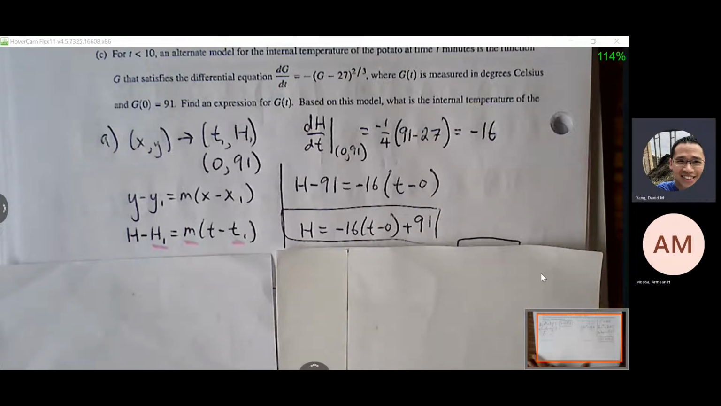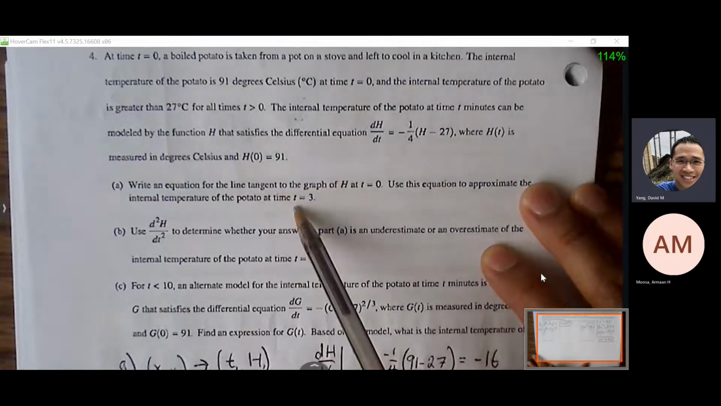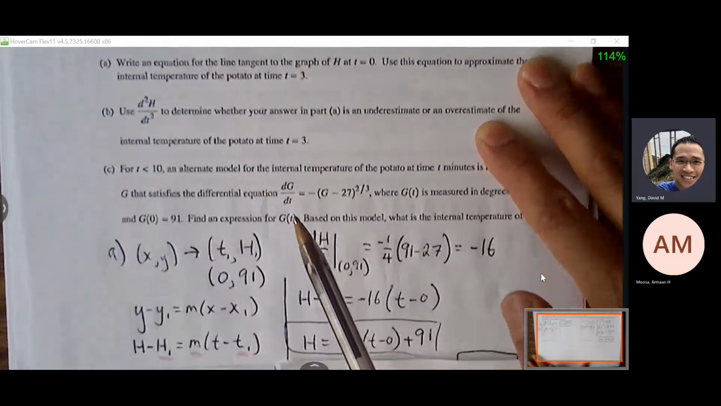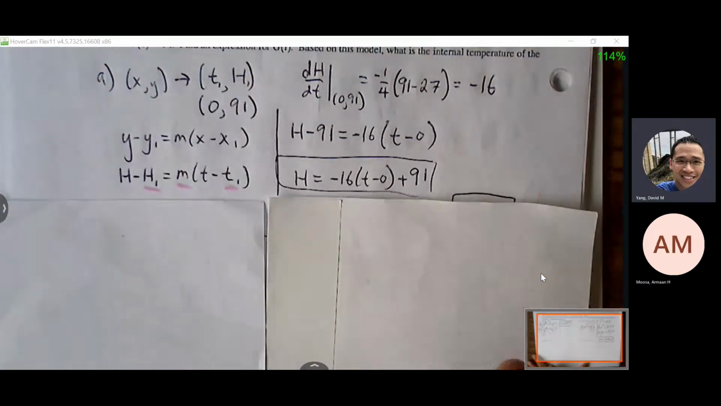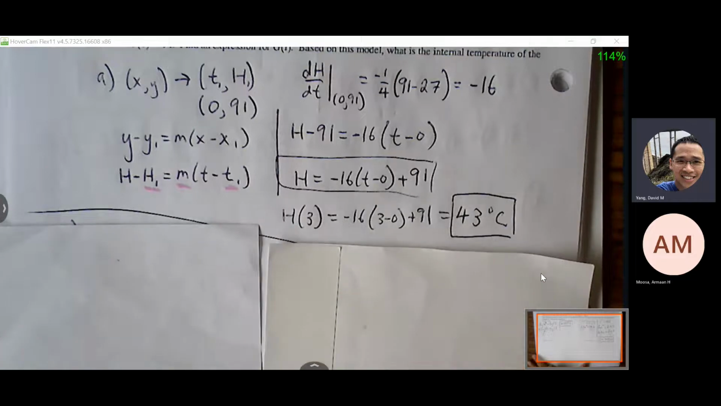And now I can evaluate my tangent line at, the problem says, 3. So it's kind of like linear approximation, except it's not a decimal. They're giving us a whole number, but we still go through the same steps. Plug 3 into the t of our tangent line equation, and we get 43 degrees Celsius.